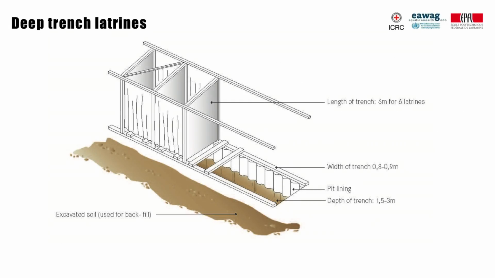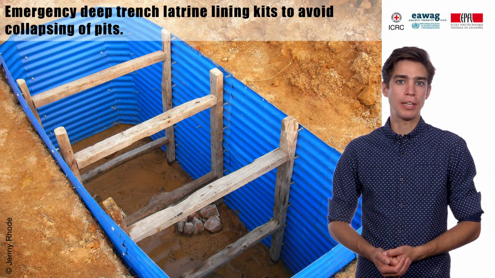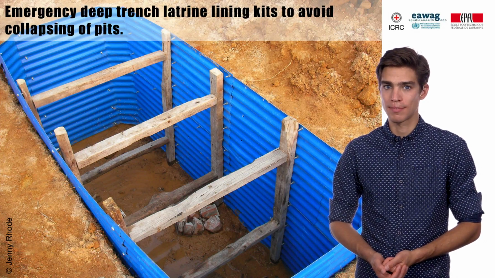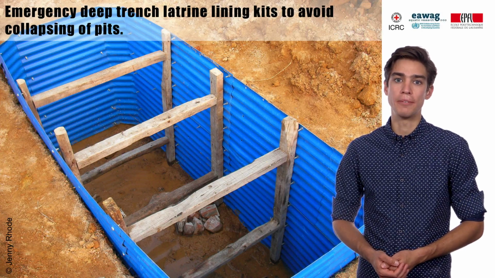Slightly improved solutions are deep trench latrines. For this technology, a deep trench of approximately 1.5 to 3 meters is dug, and several dry toilet user interfaces consisting of a simple slab are built upon. The pit needs lining in order to prevent it from collapsing. This image shows how a deep trench latrine can be lined with corrugated plastic sheets and wood pillars. This can also be done with local materials such as corrugated sheet iron.